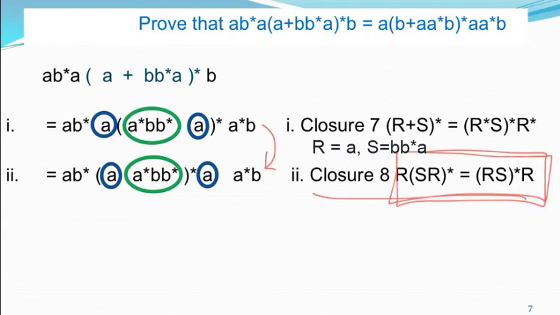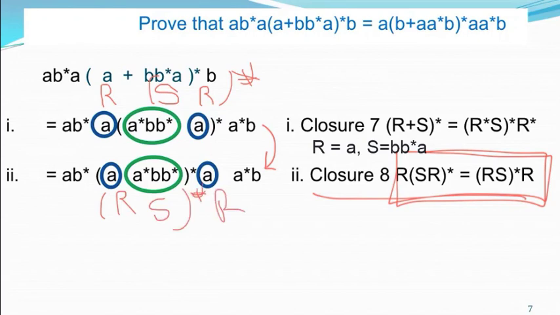And again, you can see that the expression R is just the single symbol A, and A star BB star is my S, so that gives me that RSR star is the same as RS star R. So by closure 8 we can make that step.